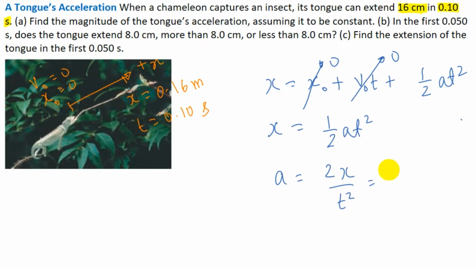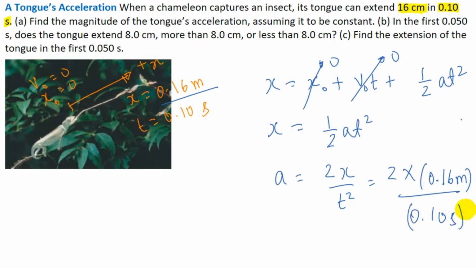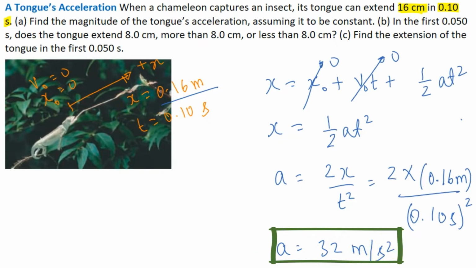Now we can put the values. So 2x we have 0.16 meter divided by t square. So t we have 0.10 second and its whole square. Now we can solve this by using our calculator, and we'll get the acceleration to be 32 meter per second square, which is very high. So this is the answer for the A part.